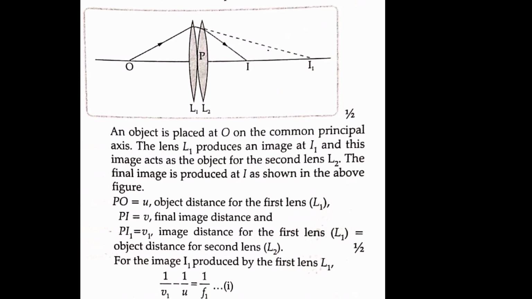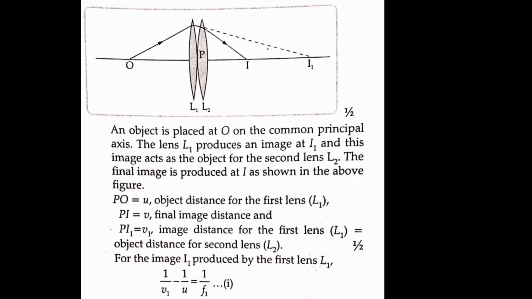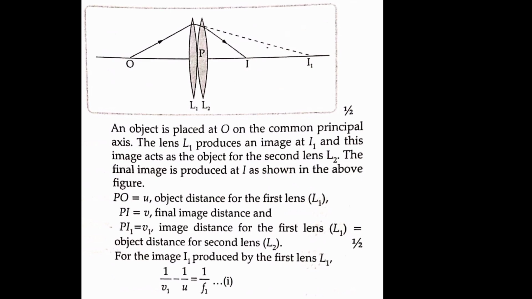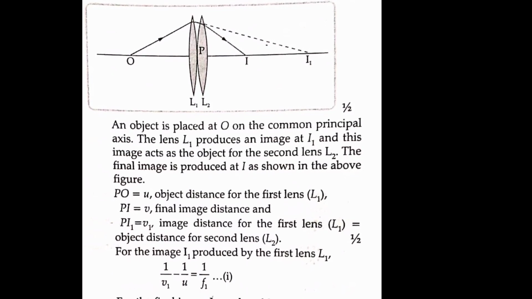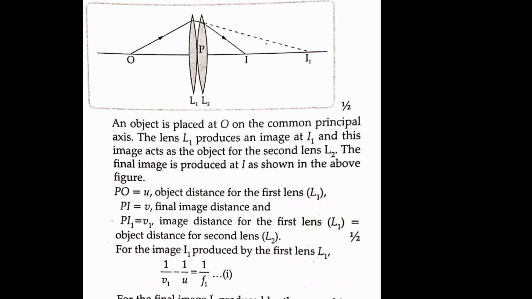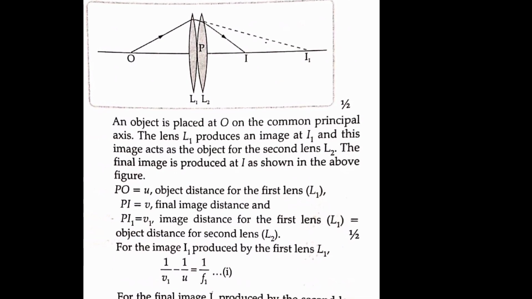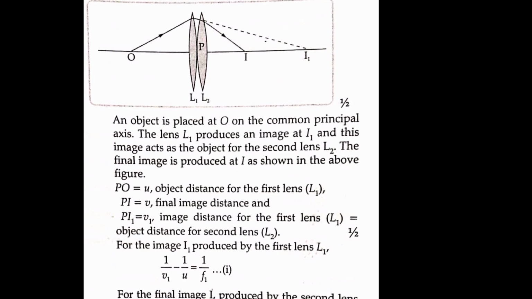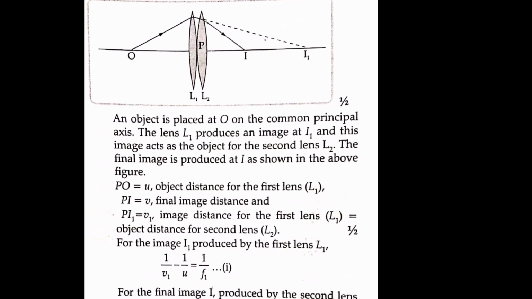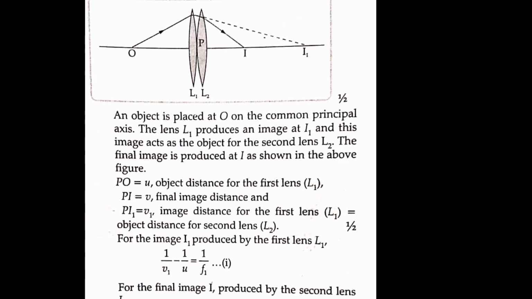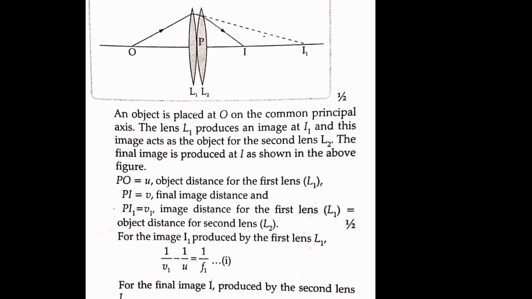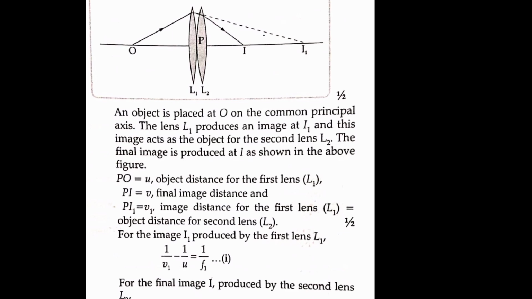So first of all, we can find the equation for the first lens, L1. How can we write the equation? We have studied that if only one lens was there, the equation will be 1 by V minus 1 by U is equal to 1 by F. That is the lens maker's formula. 1 by V minus 1 by U is equal to 1 by F, right? Here V is the image distance, U is the object distance, and F is the focal length.